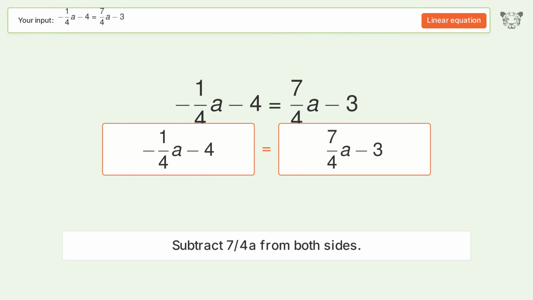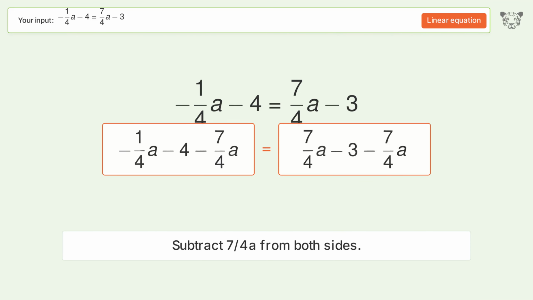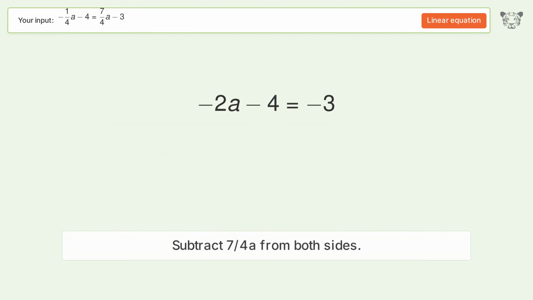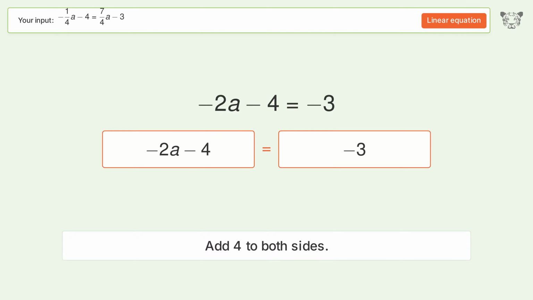Subtract 7 over 4 times a from both sides to collect the variable terms on the left. That gives negative 2 times a minus 4 equals negative 3. Add 4 to both sides so the variable term stands alone. That gives negative 2 times a equals 1.